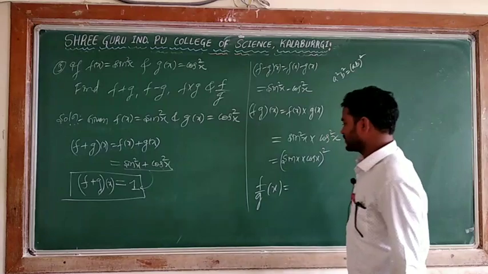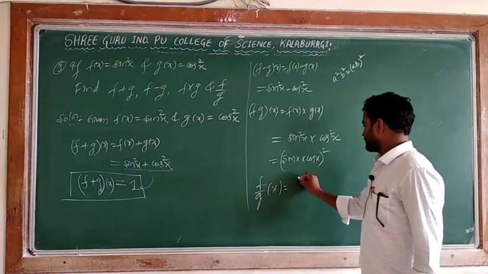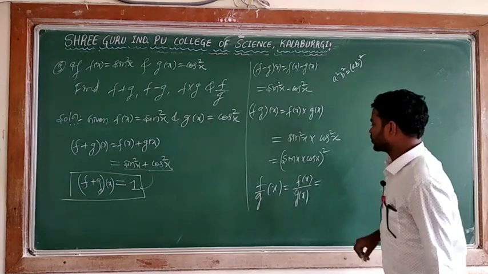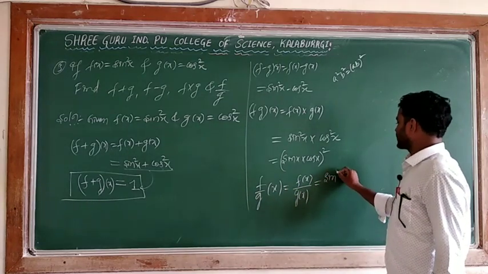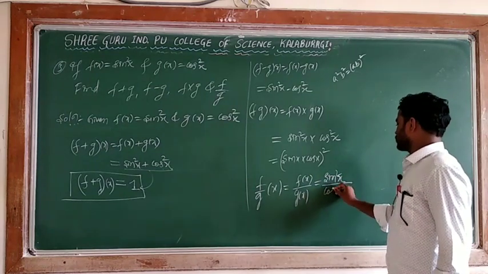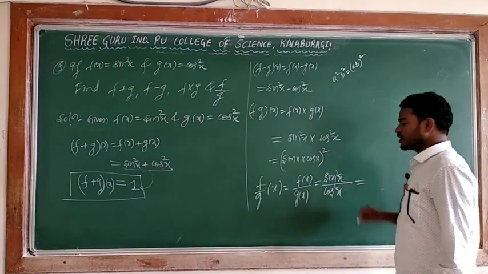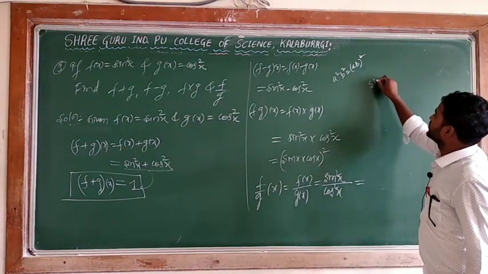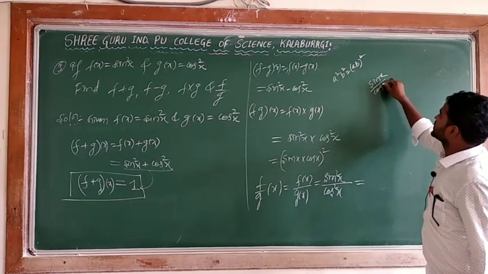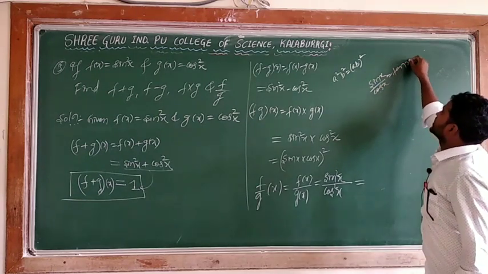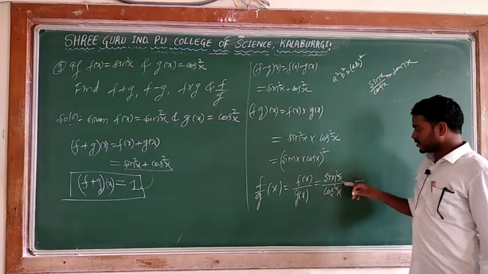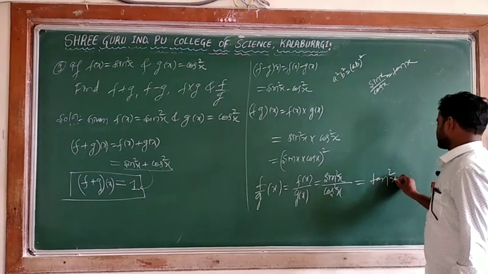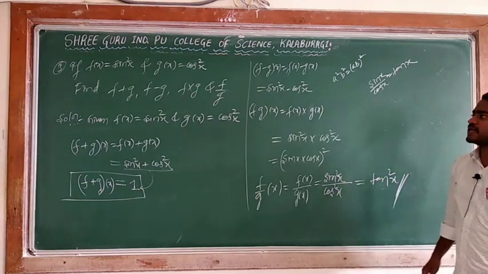Division. F by g of x means f of x divided by g of x. What is f of x? Sin square x divided by cos square x. Sin square by cos square is what? You know sin by cos. In the trigonometric case, sin x divided by cos x is equal to tan x. Means sin square x divided by cos square x is tan square x. Correct? This is the required answer.